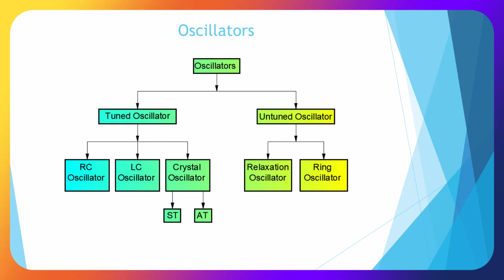Here's a block diagram of different types of oscillators. We have tuned oscillators, which include RC, which are resistor capacitor, LC, inductor capacitor, and crystal oscillators, where we use piezoelectric crystals, and two different types depending on the manufacturing technique. Then untuned oscillators, relaxation, and ring oscillators.